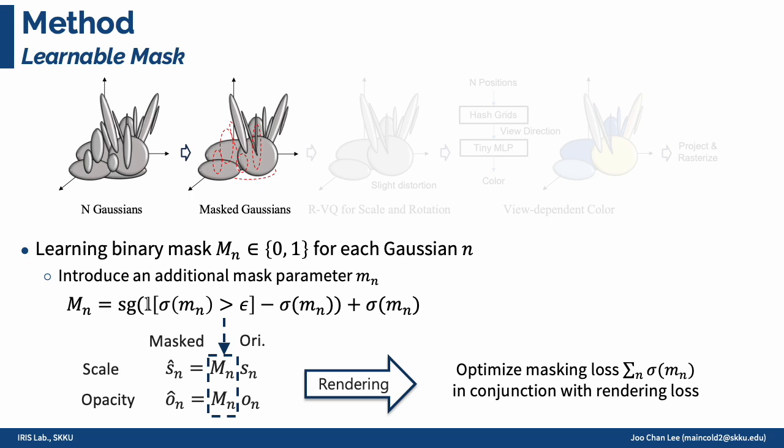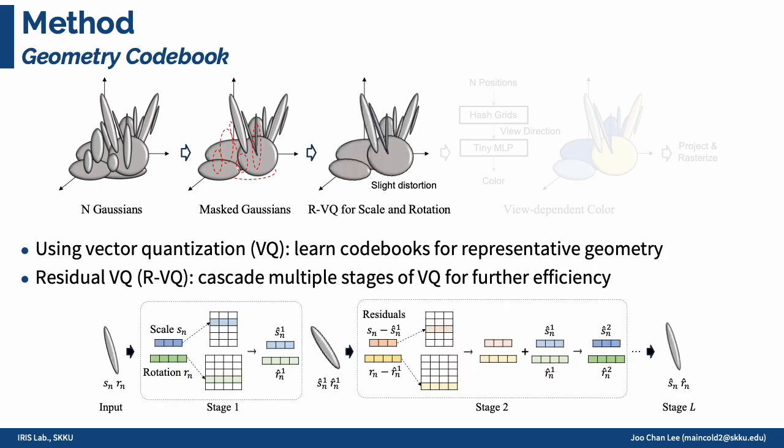We can balance the accurate rendering and the number of Gaussians during training by adding masking loss in conjunction with rendering loss. Once training is completed, we remove the masked Gaussians, so the mask parameter or binary mask does not need to be stored.